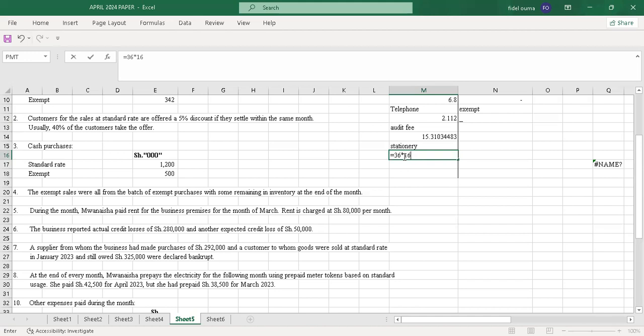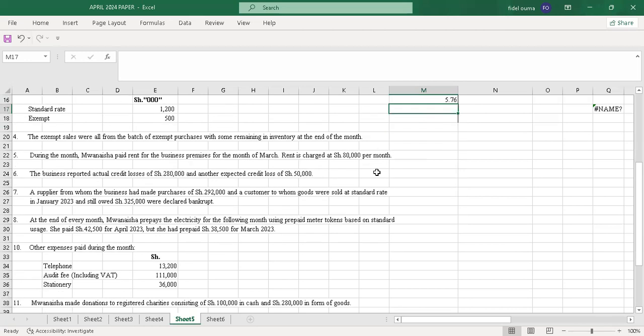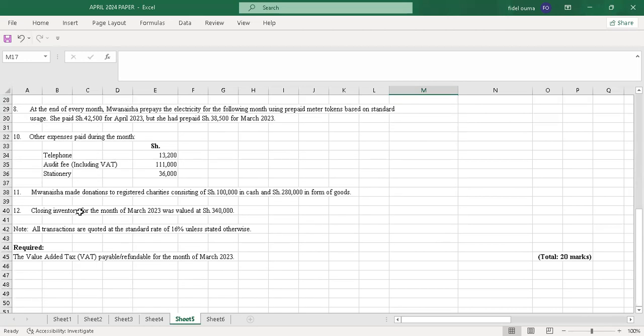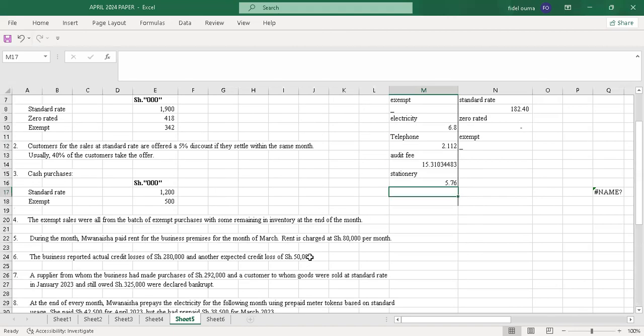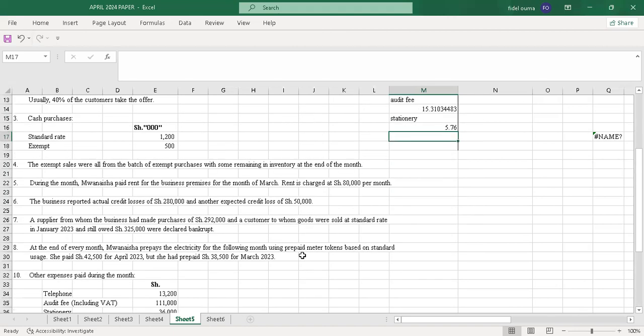16%. So the VAT will be 5.76. So I go to additional information number 11. Mwanaisha made donations to registered charities consisting of shillings 100,000 in cash and shillings 280,000 in form of goods. So any donation to a registered charity is not chargeable for VAT. So we don't charge for VAT, because that was a donation to a charitable organization.